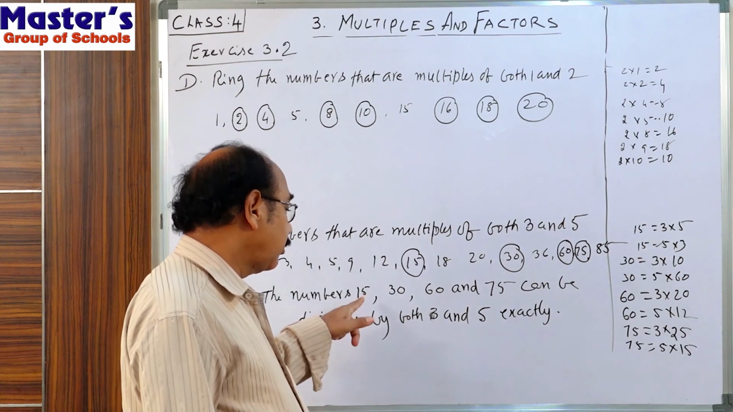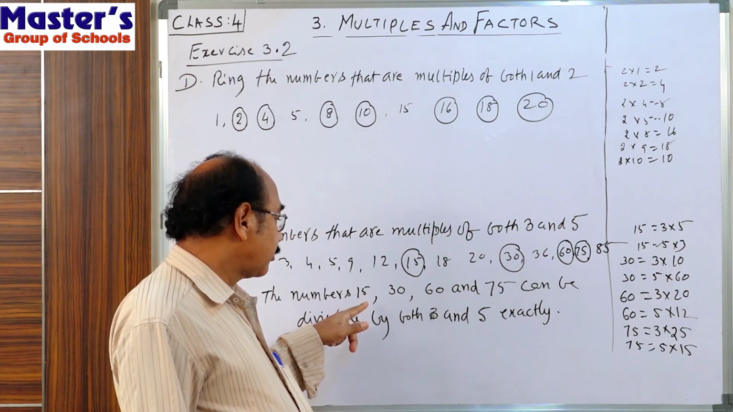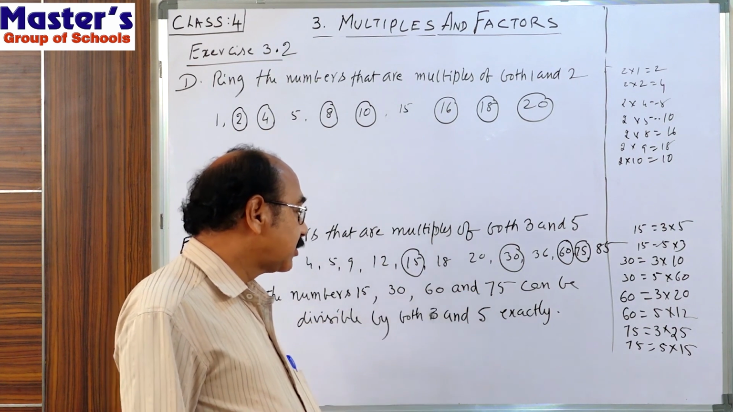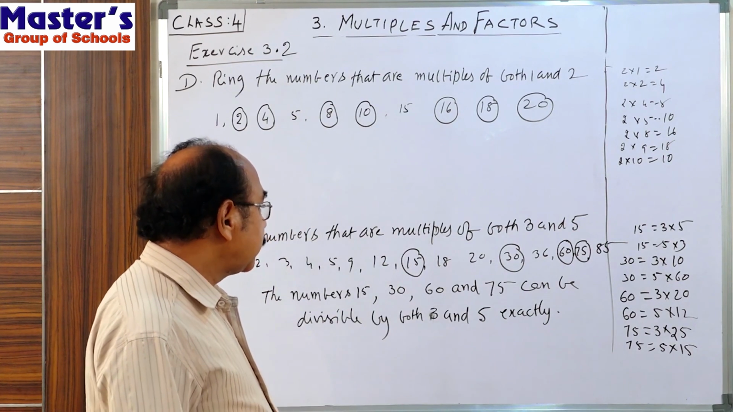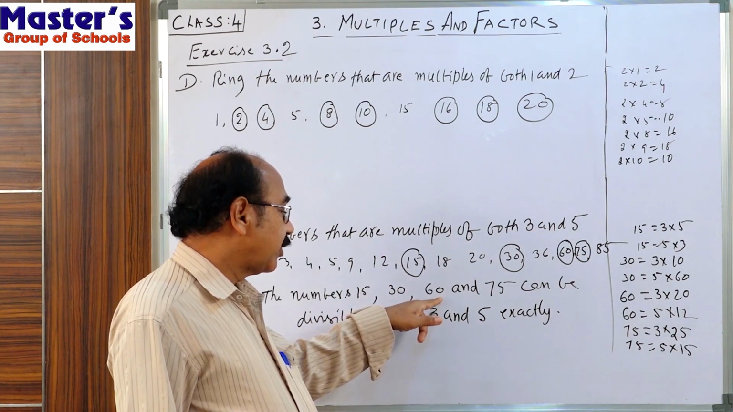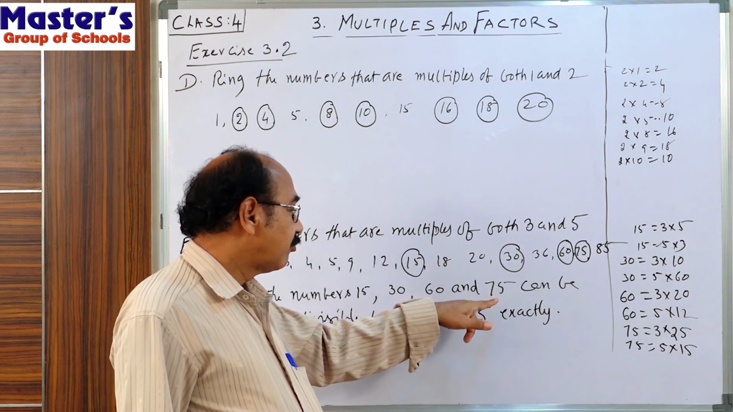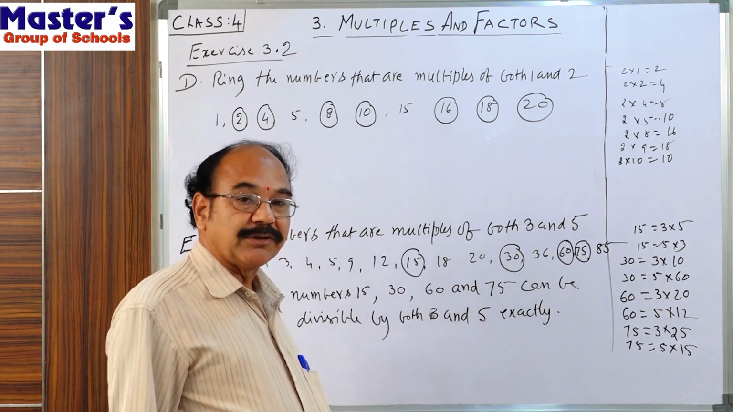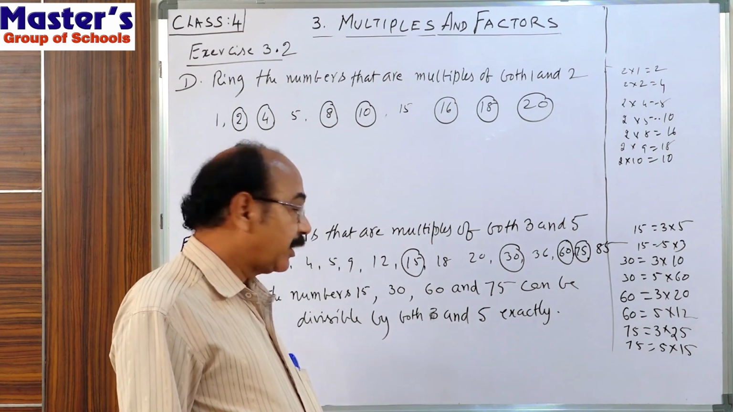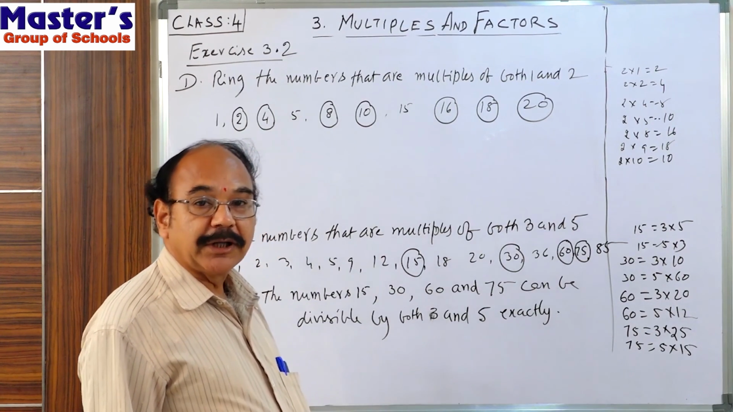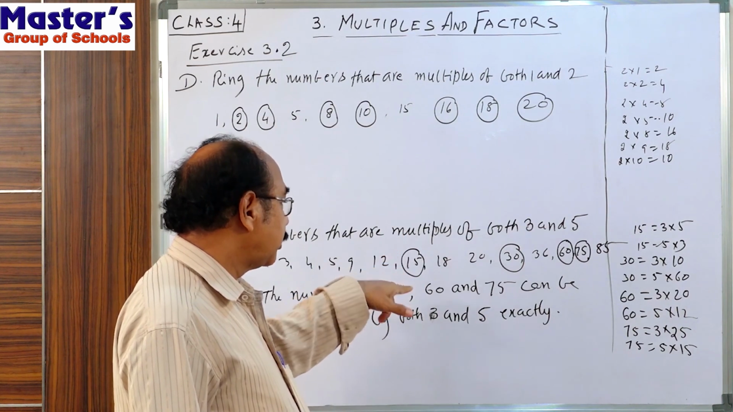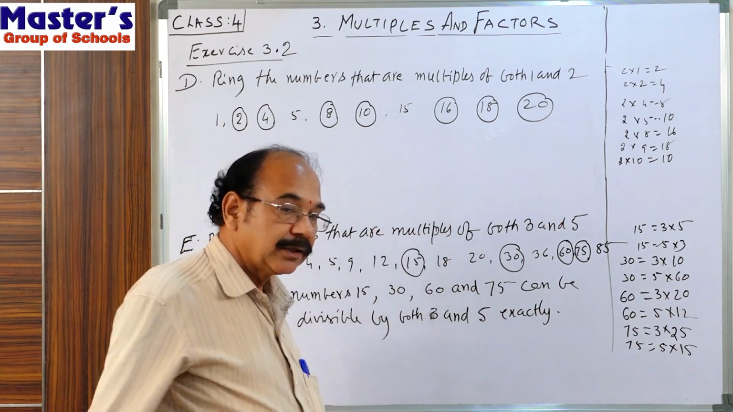3 divides 15, 3 divides 30, 3 divides 60, 3 divides 75. Like this with 5 also. 5 divides 15, 5 sixes are 30, 5 twelves are 60, 5 fifteens are 75. These numbers are divisible by both 3 and 5 exactly. Exactly means leaving the remainder 0. That's why the 4 numbers we keep in the ring.